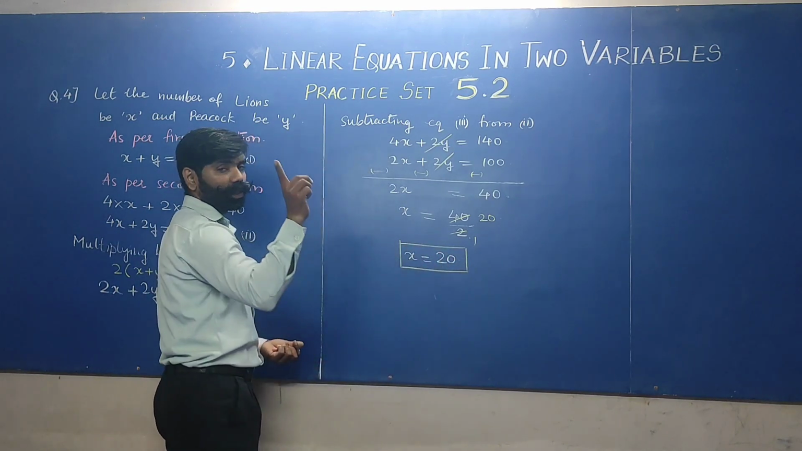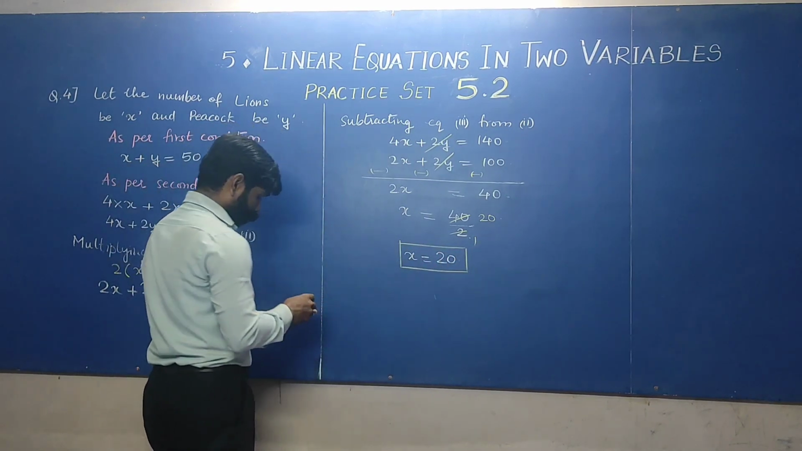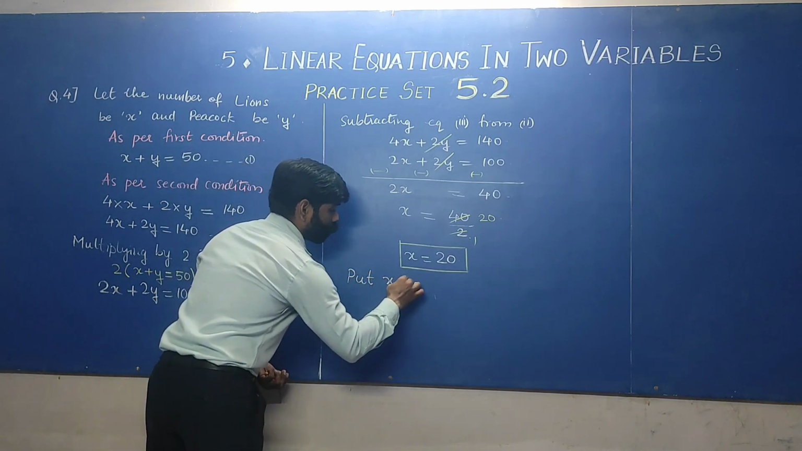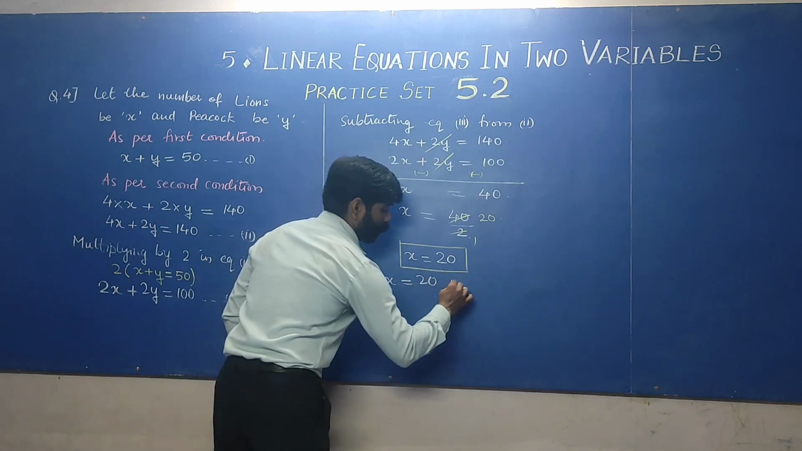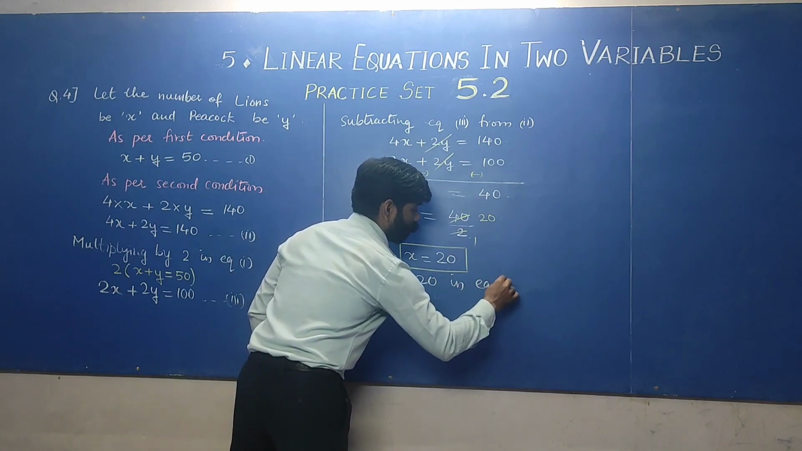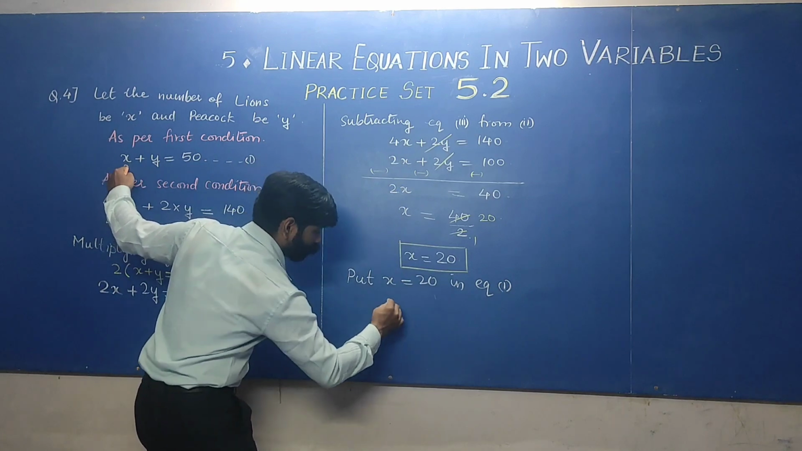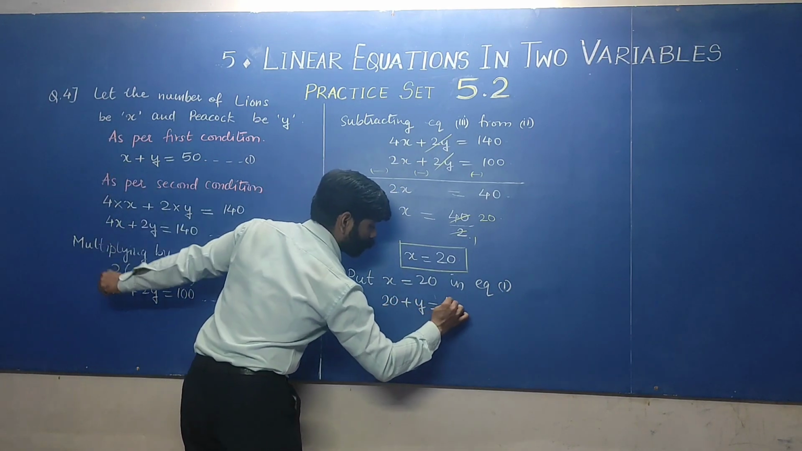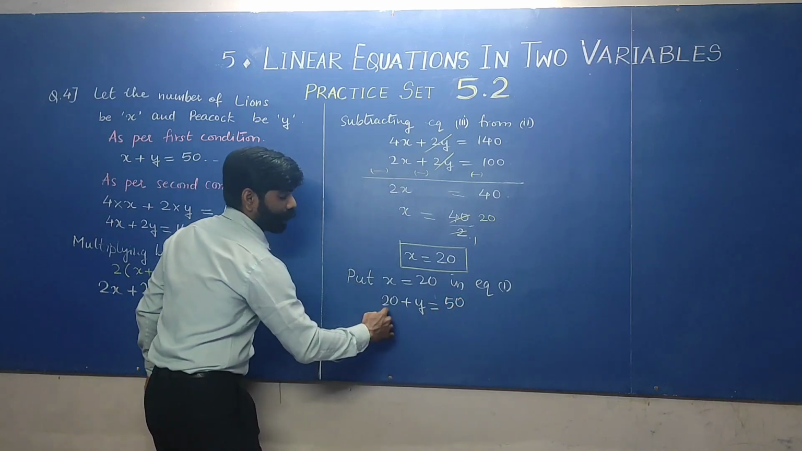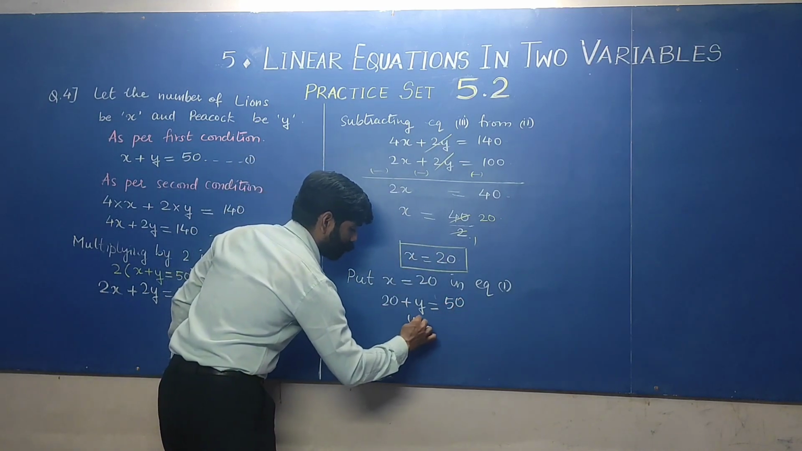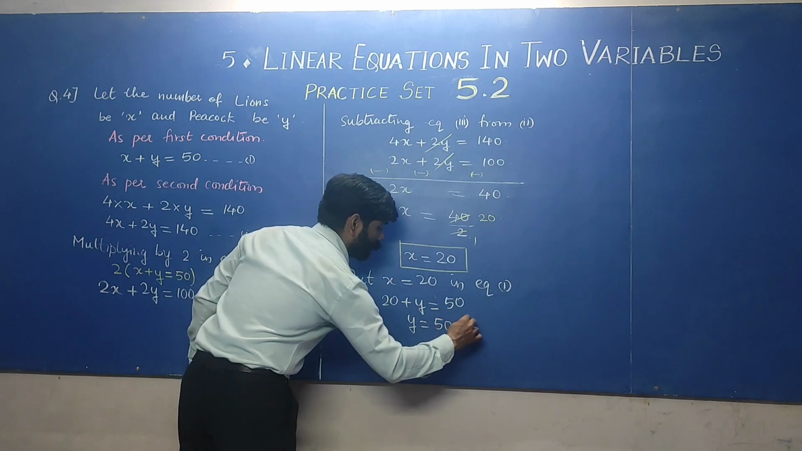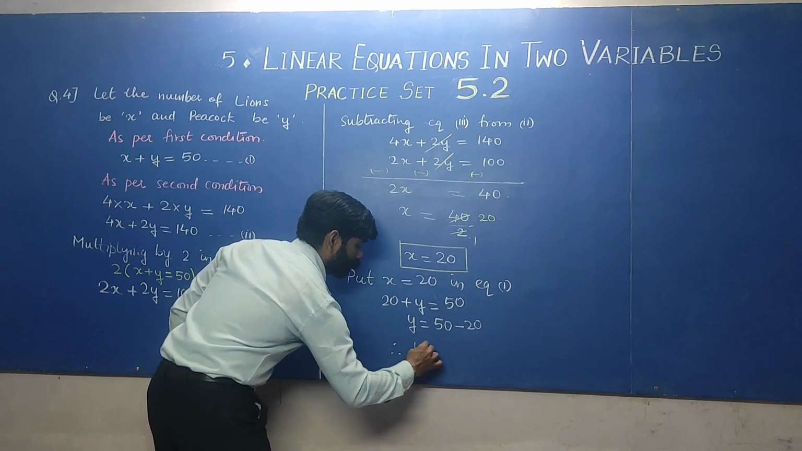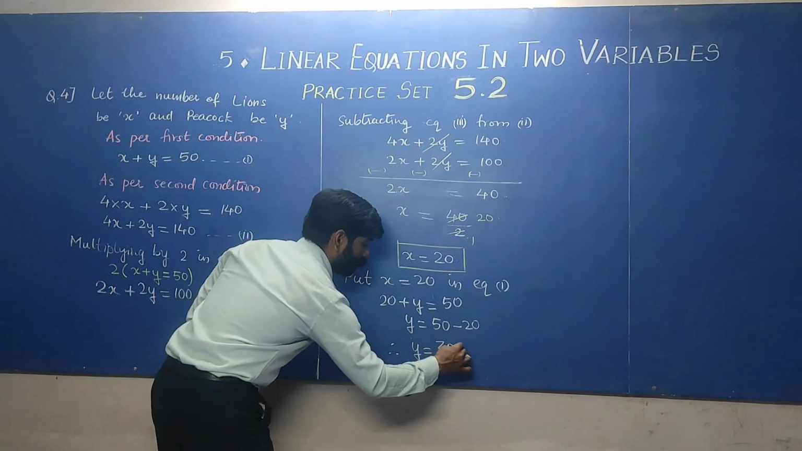So I will put in equation number 1 because it is so simple. Put x is equal to 20 in equation number 1. So I am putting x as 20, and writing 20 plus y is equal to 50. This 20 will go that side and it will become minus. So 50 minus 20, therefore y is equal to 30.